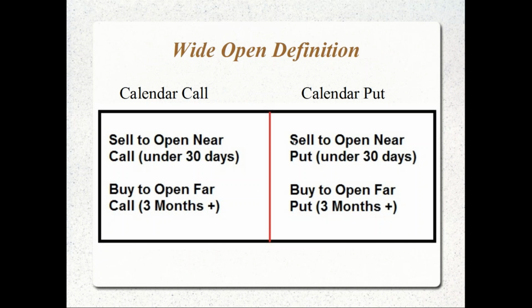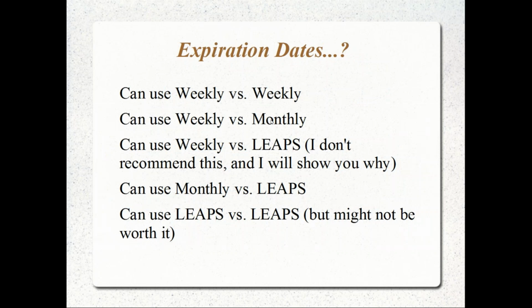Now, the combination might be called a calendar call or a calendar put, but this standard definition leaves things wide open, doesn't it? The standard calendar call might be to sell to open a near-term call under 30 days out in time, and buy to open a far call 3 months or more out in time. Or if you're using weeklies, you might sell a call 1 week out and buy a call 2 weeks out or 3 weeks out. And then for a calendar put, of course, you're going to sell to open a near-term put and buy to open a farther out put as well.